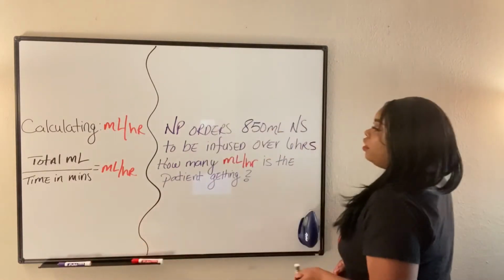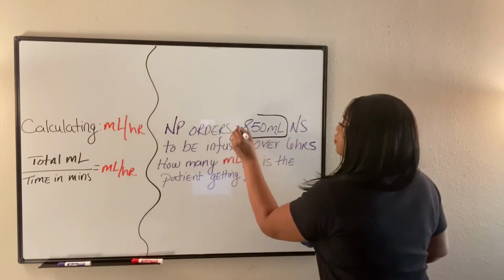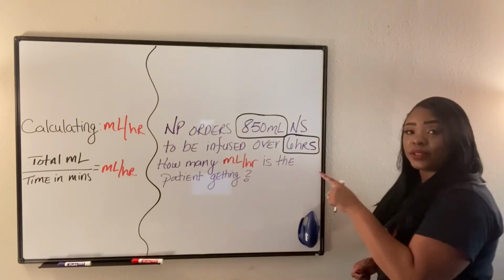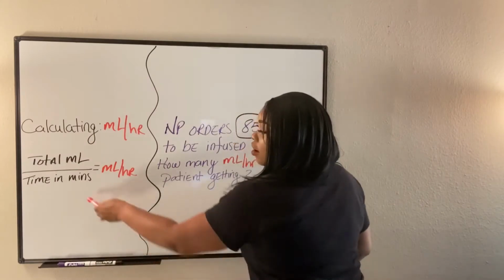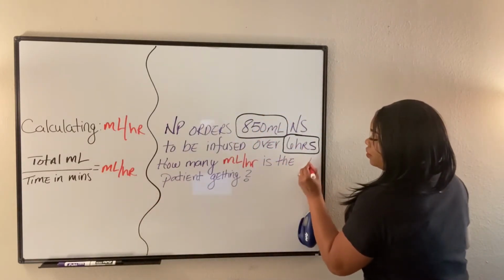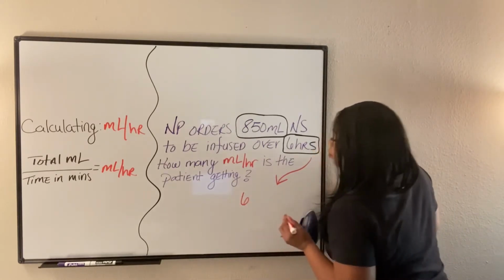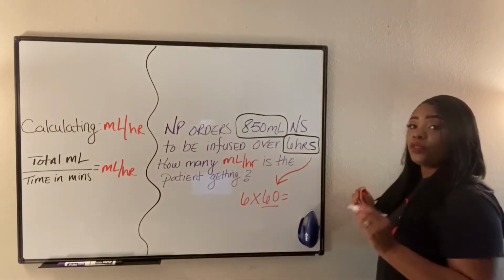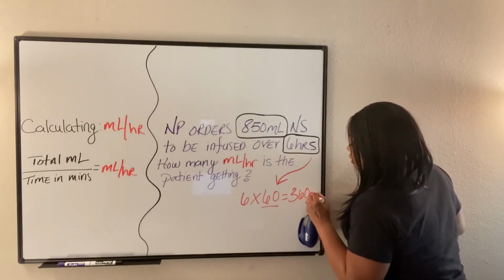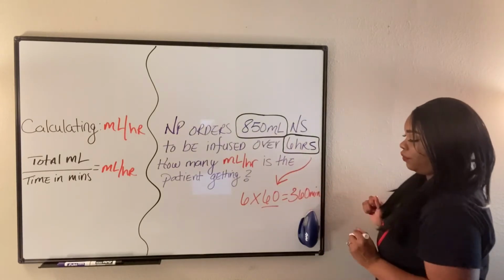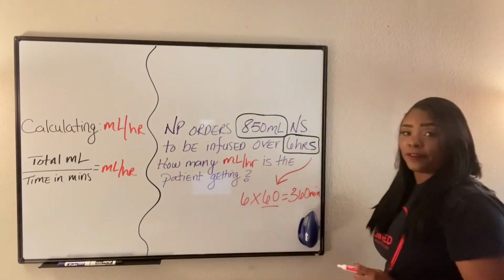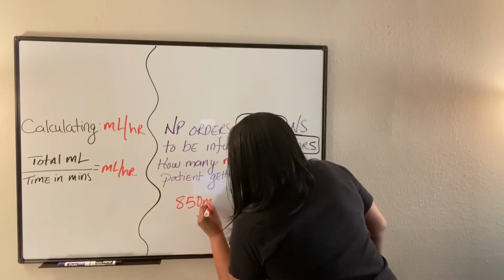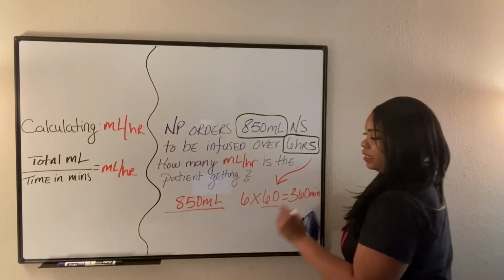So you have your total milliliters, which you need for this formula, and then you have your total time. But your total time is in hours. So the formula calls for the total time to be in minutes. So let's convert that first. So you'll take your total number of hours and you'll multiply that by 60 because there's 60 minutes in an hour. And you should get 360. So that's 360 minutes. Now you have the correct information in the correct format that you need in order to plug it into that formula and get your final answer. So we have 850 milliliters over 360 minutes.